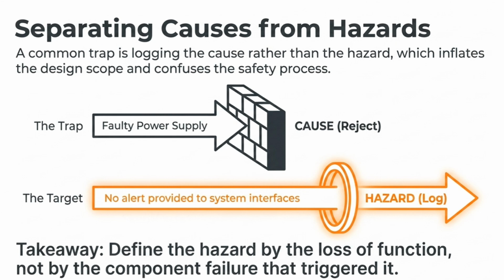Now, I need to point out an absolutely crucial distinction here. Do not confuse the cause with the hazard itself. If a team mixes these two up, they end up with this massive, unmanageable list of pseudo-hazards. Going back to our fire panel example, a failing power supply, well, that's a cause. The actual hazard, the condition that directly leads to harm, is that no alert gets sent to the interfaces. See the difference? Focusing on no alert lets engineers design a robust safety measure, rather than getting totally bogged down by 1,000 different reasons why the power might have dropped in the first place.